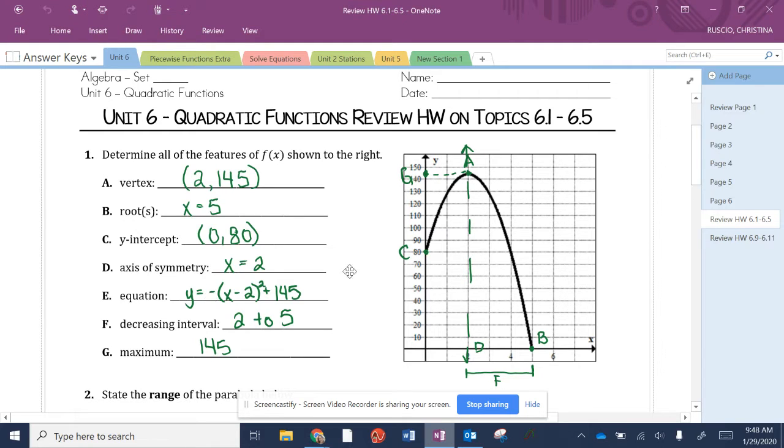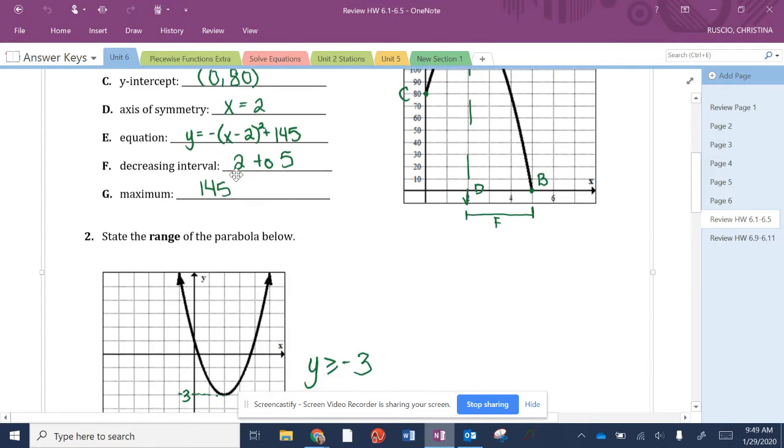It's concave down. It's an upside down parabola, so it's negative (x minus 2) squared plus 145. It's a shift of 2 to the right and 145 up. The decreasing interval is from 2 to 5. Remember, decreasing interval is x values only, and the maximum is the highest y value. Notation, notation, notation. Let's move on to number 2.